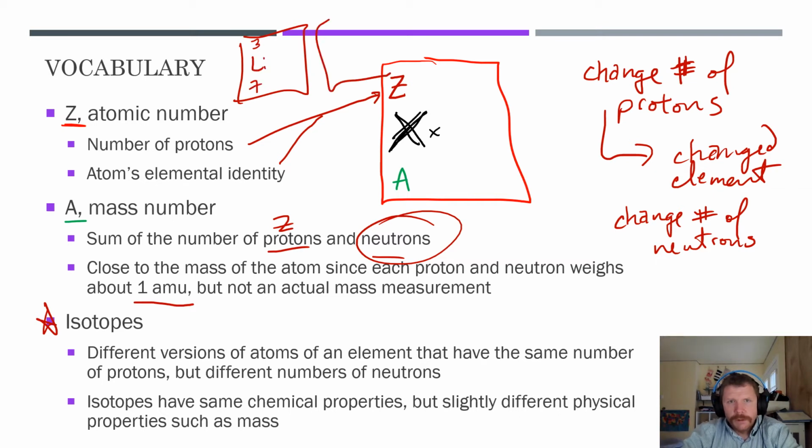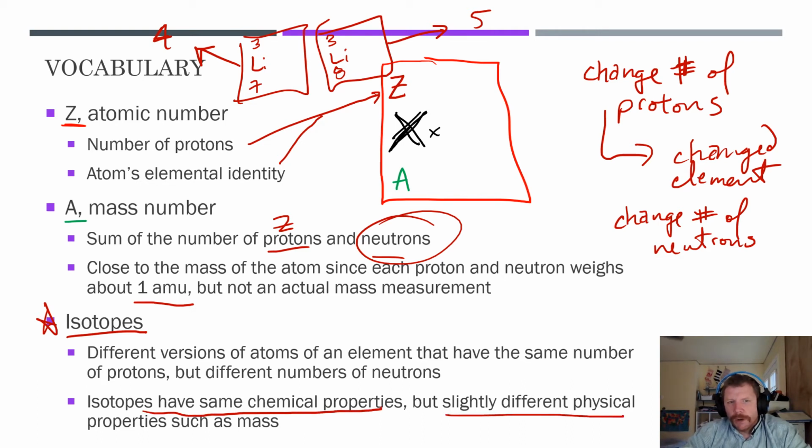3Li7, or 3Li8. What's the difference between these? The difference between those two is the mass number. Your mass number is protons plus neutrons. So this specific atom of lithium has 4 neutrons. This one has 5 neutrons. So that makes them different from one another. And those are isotopes. So they're the same element with a different number of neutrons. Isotopes are going to have the same chemical properties, but slightly different physical properties, such as that atomic mass, or that mass number.